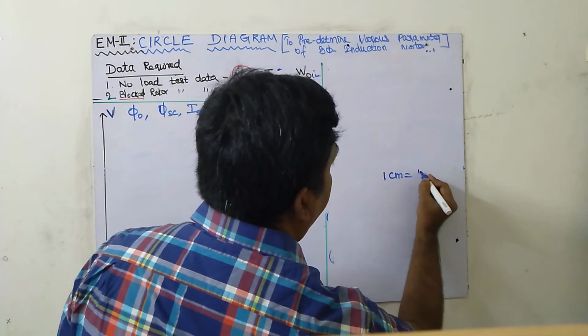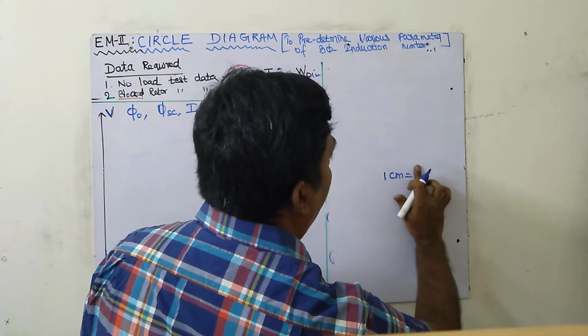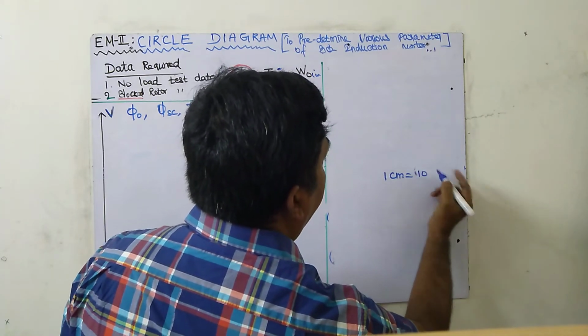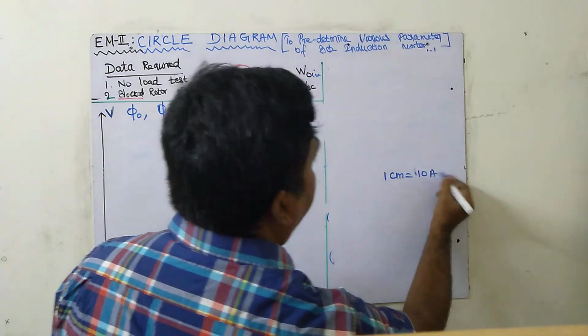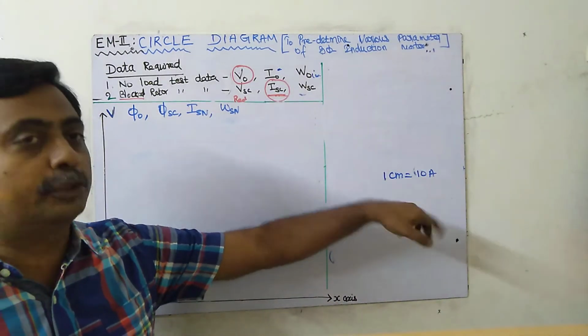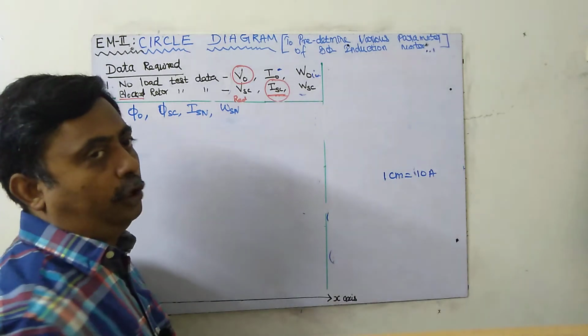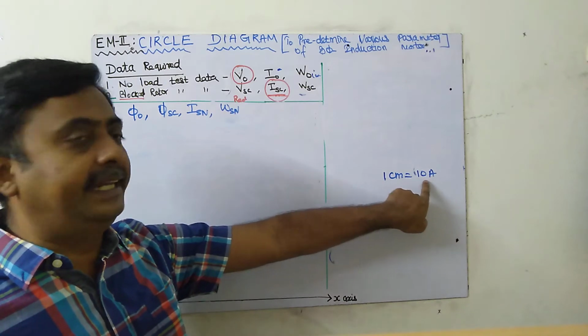1 centimeter equals ISN divided by 20. Suppose, for example, 1 centimeter equals 10 amps. Like this I have taken. Suppose ISN is 100. 100 divided by 20 gives 5, so 200. ISN equal to 200. 200 divided by 20, what do I get? 10 amps. This is the thing.